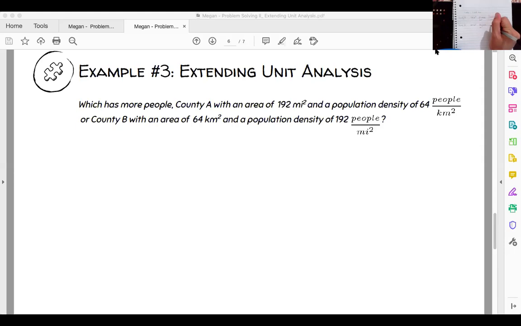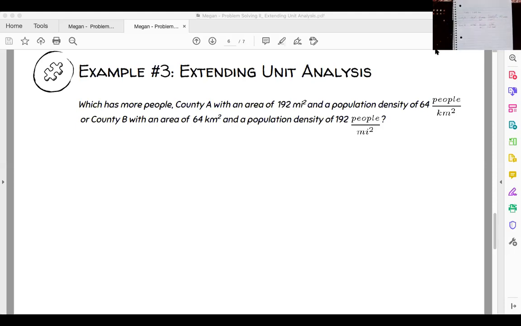We multiply by the conversion. Now be careful, because now we have things flipped around. So our unit fraction that we used before, our conversion factor, is going to be flipped over. We want kilometers squared on the bottom, and we want our 1 mile on the top. This time when we multiply, again, our units cancel. Kilometers squared cancels, miles squared cancels. Our answer's in people again.